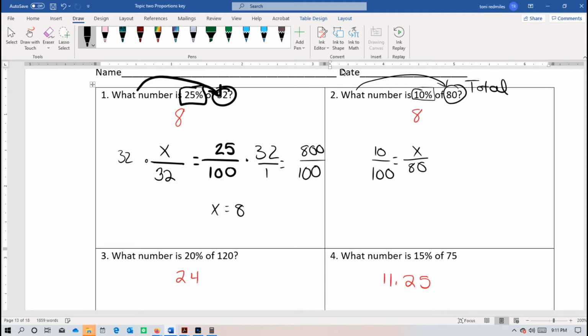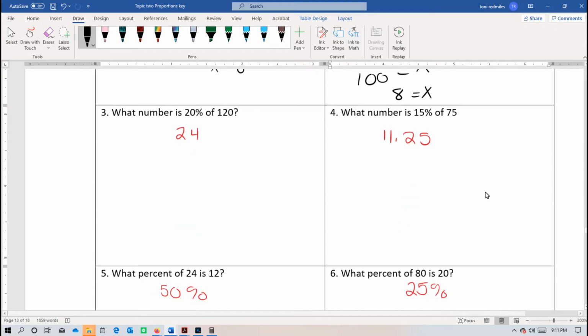Okay, so again, it's x over 80, and to get x by itself, I have to do the opposite operation. It's dividing here, so I'm going to multiply on both sides. Those are going to cancel. So this is going to be 800 divided by 100 again, just with different numbers. 100 goes into 800 8 times.